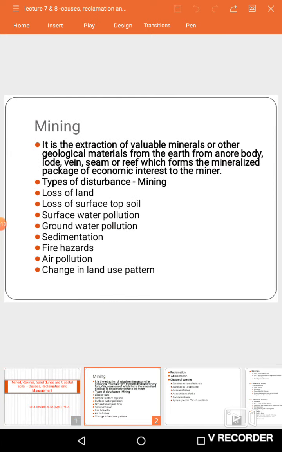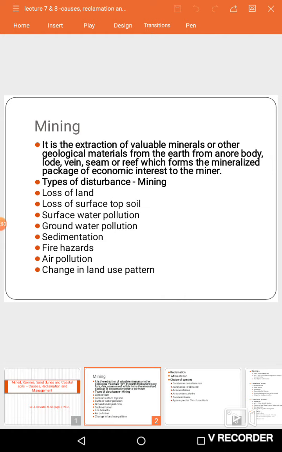What is mining? Mining is nothing but the extraction of valuable minerals from the soil, from surface or underground or subsurface areas, and this process involves disturbance of the soil in many ways: loss of topsoil or surface soil, and water pollution in both surface water and groundwater. By depositing waste material, sedimentation becomes a very big problem in the soil.